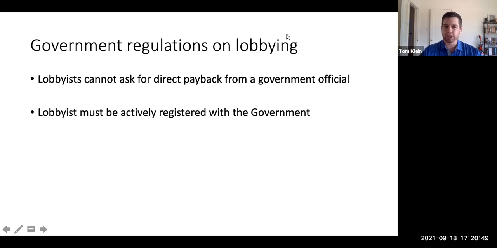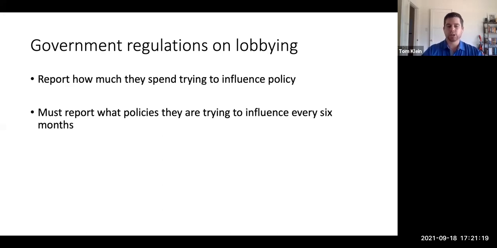So there are regulations on lobbying. You should be aware of that. It's not a free-for-all. For one, lobbyists cannot ask for a direct payback from a government official. So what does that mean? You can't say, here's $1 million, pass this law. What's that called? Bribery, okay? You cannot do that. Also, you have to be actively registered with the government if you're a lobbyist. They have to have a record of you to know what you're lobbying, okay? So they want to keep track of you, make sure you're not committing acts of bribery. What's more, if you're a lobbyist, you have to report how much you're spending and what policies you're trying to influence.